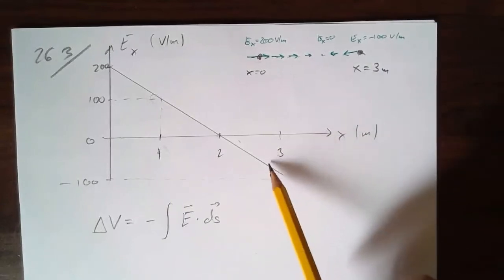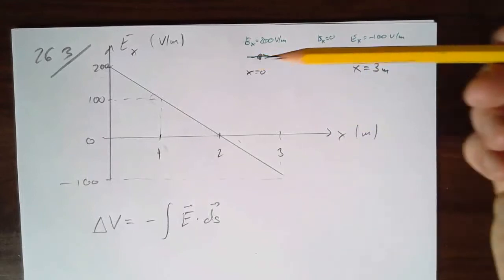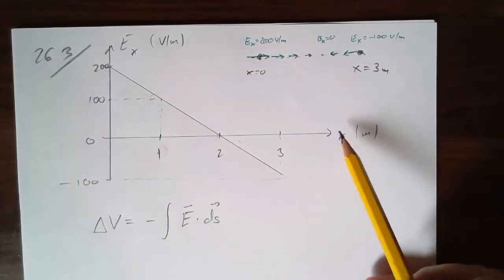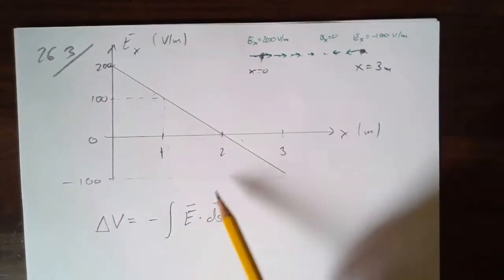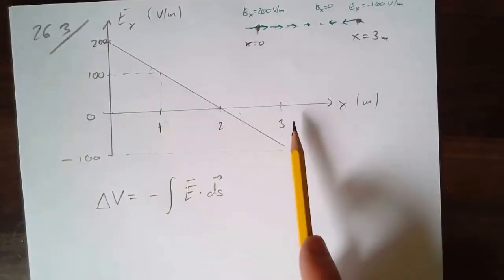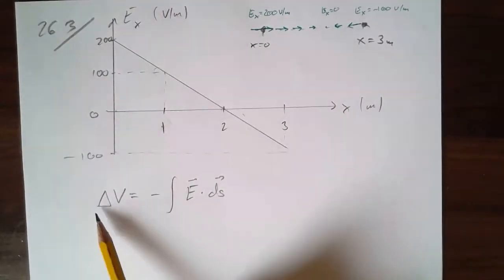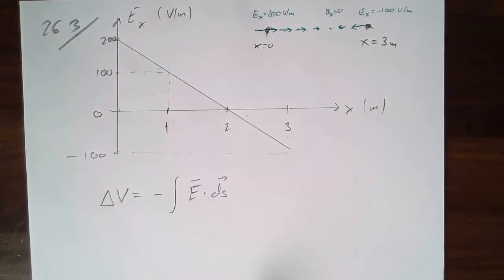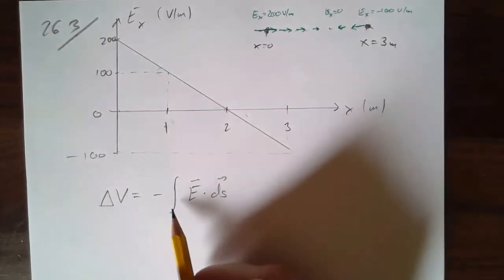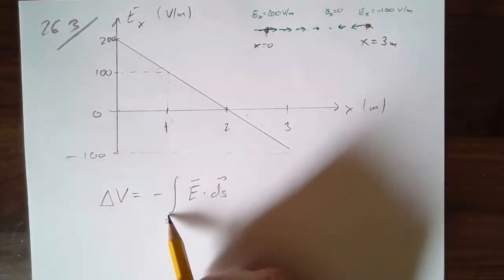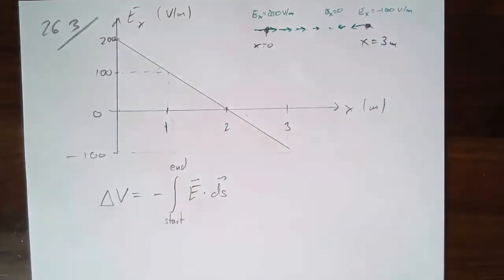And then the field here is negative, or the x component of the field is negative, which means it points backwards. So we are asked to find the potential difference from here to here on the graph. So we're going to use the connection between the potential difference and the electric field. The hard part here is how do we interpret this? So the integral is always taken from the start point to the end point, of course.